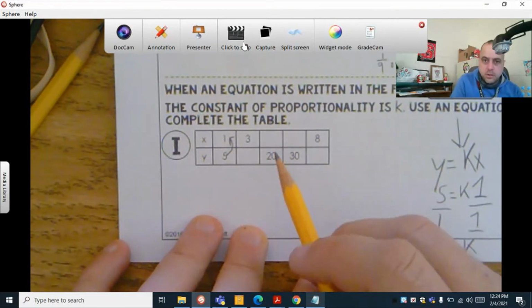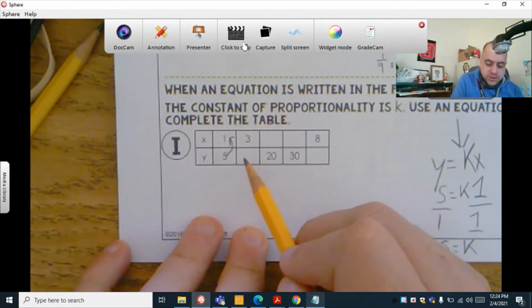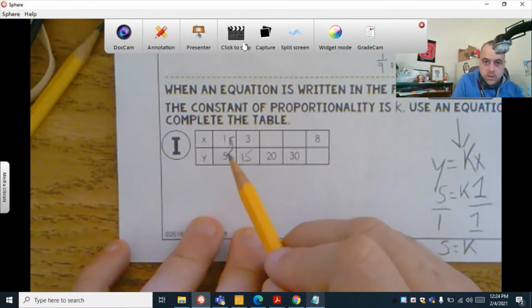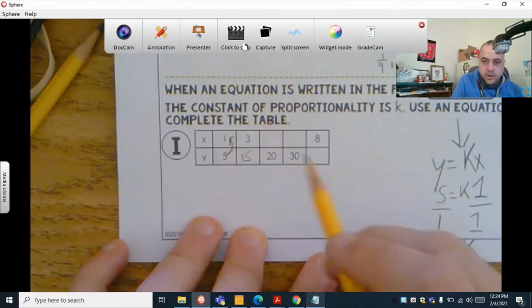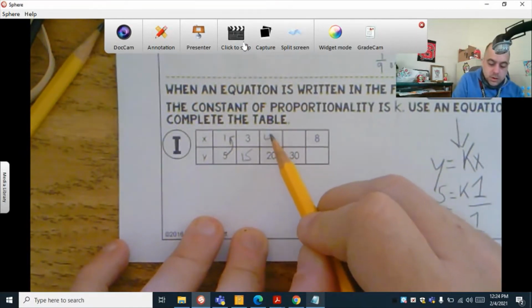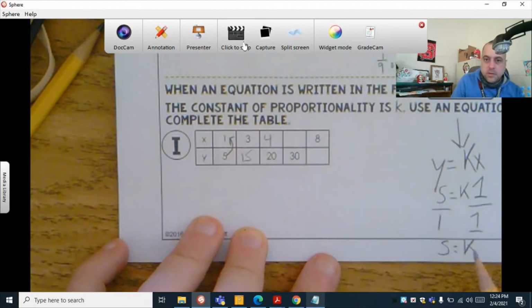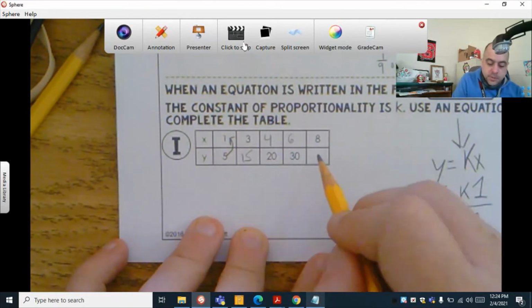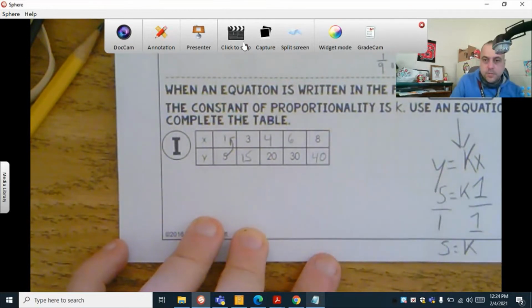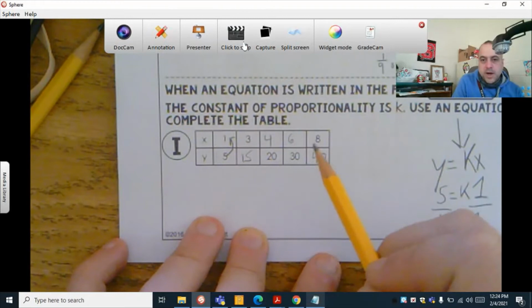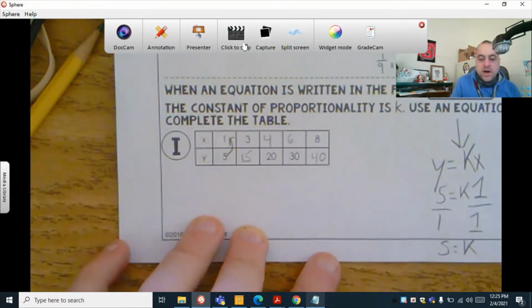5, right? This should be 15, right? What's 15 divided by 3? 5. What should go right here? 4, right? What's 20 divided by 4? 5. Should be 6. This would be 40 if you want to fill it out, okay? Every time you divide these from bottom to top, y over x, you get 5.